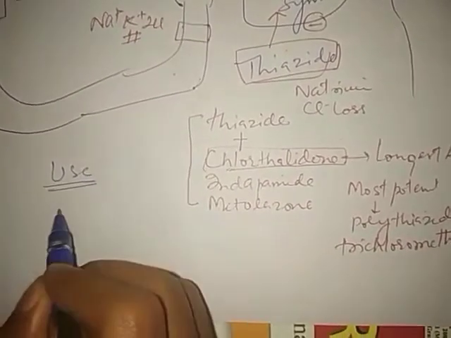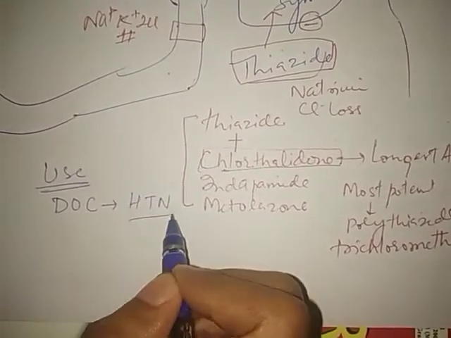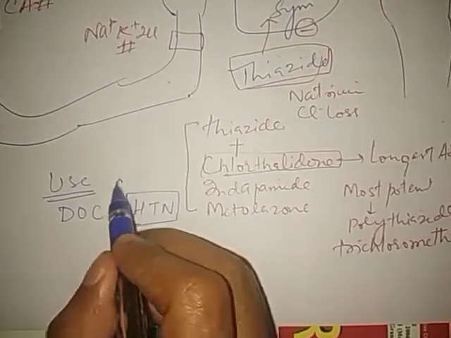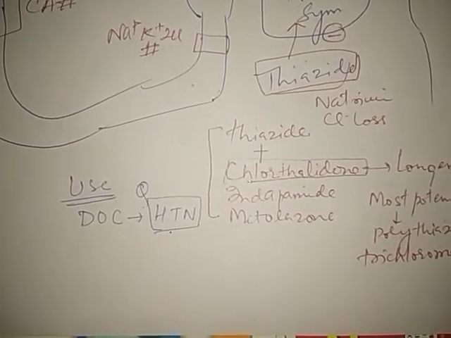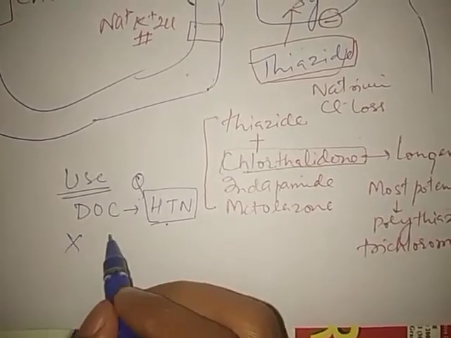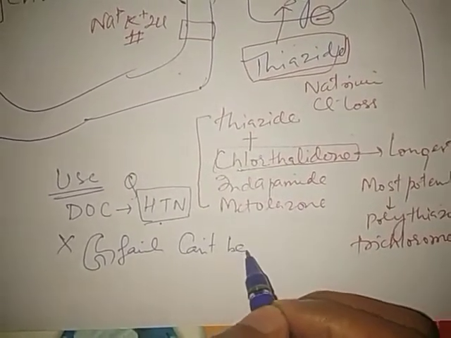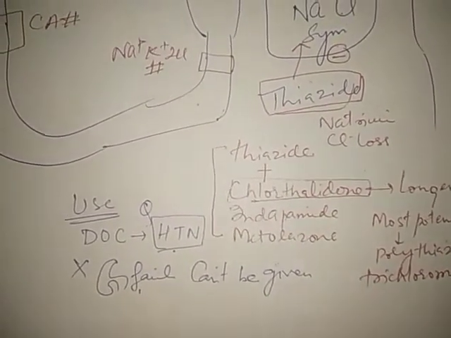Okay, and what are the uses of thiazide diuretics? Thiazides are the drug of choice for hypertension, first line drugs for hypertension. This point is very important, make a note of it. Further, thiazide diuretics reduce the GFR, so they cannot be given in renal failure or in conditions where there is low GFR. So you cannot use thiazide diuretics in renal failure.